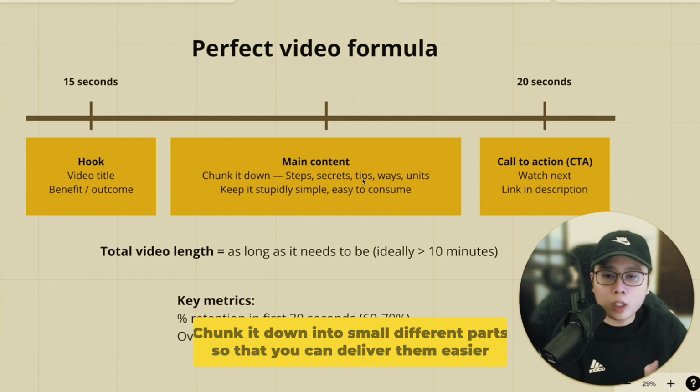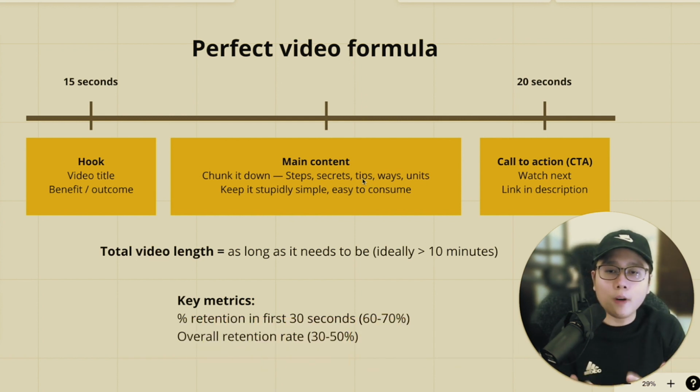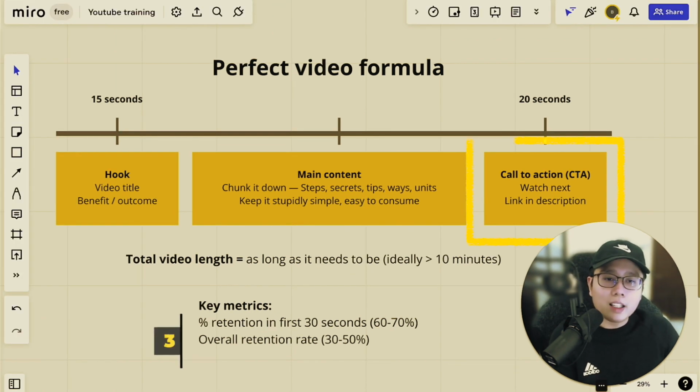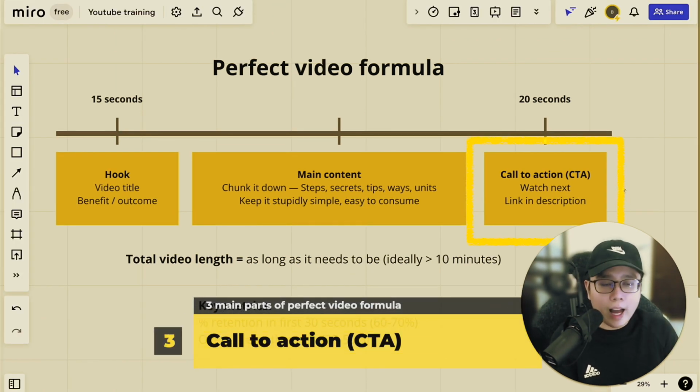Step 1, 2, 3, 4, so that it's easier for the viewers to follow along as well and continue the process and watch until the end. So at the very end of a video, you want to give a call to action, okay? CTA, meaning you want to give 2 types of call to action.